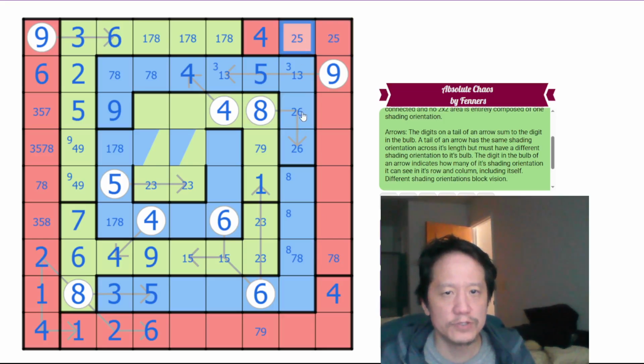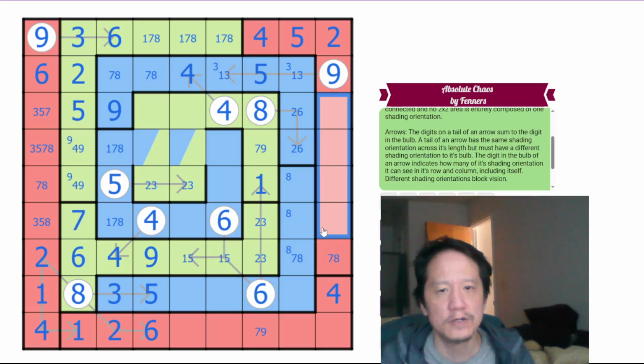This can't be 2 because of the 2, 6 pair in the column, so this is 5, which makes that a 2. The remaining digits are... this has to be 4 and 5 because 4 and 5 cannot be in the rest of this column, so this is a 5.